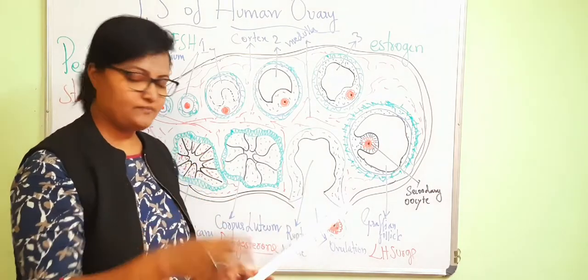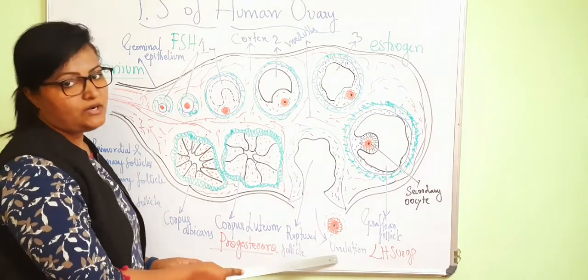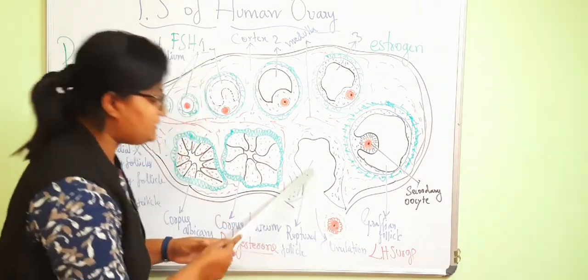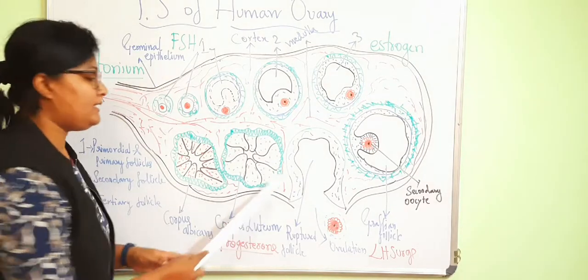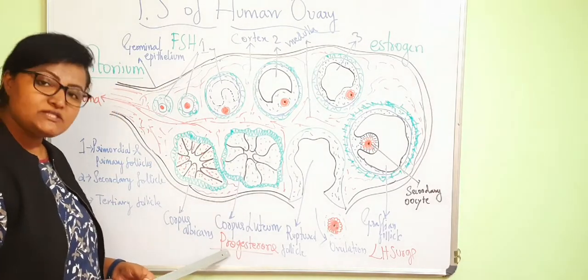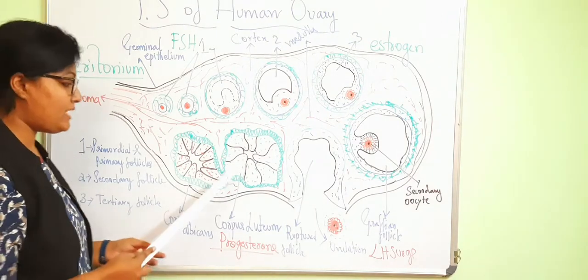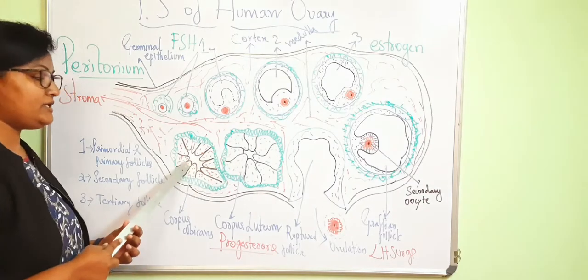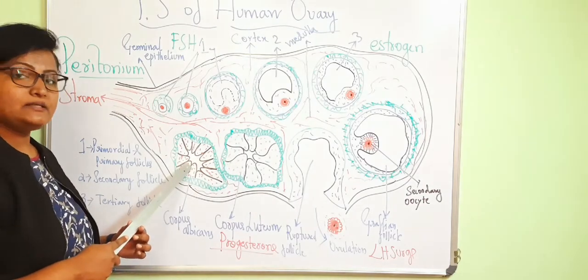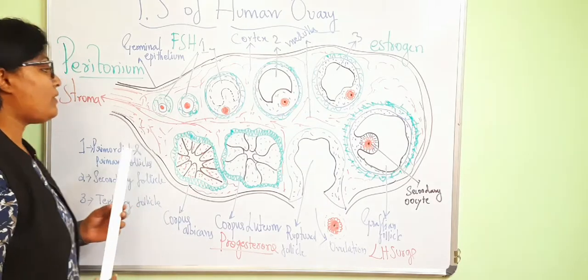It starts rupturing and releases the secondary oocyte, the process called ovulation. Soon after the Graafian follicle is ruptured, it gets converted into corpus luteum, which produces the progesterone hormone. If there is no fertilization, this corpus luteum gets converted into corpus albicans. Same thing, now the cycle starts.